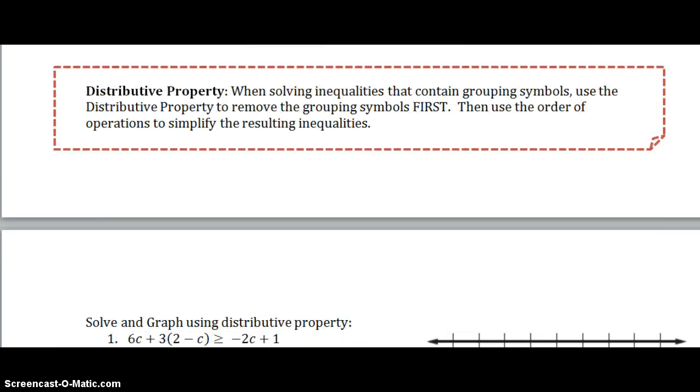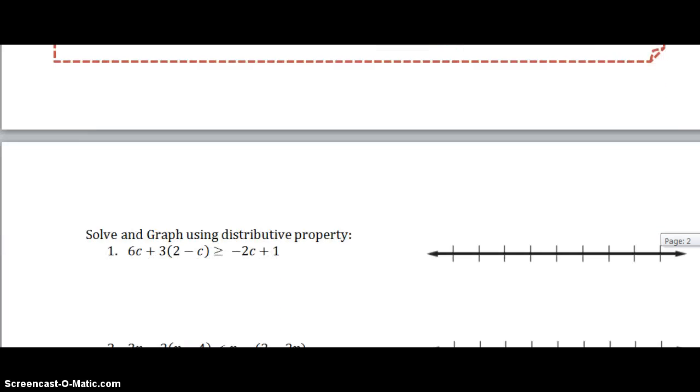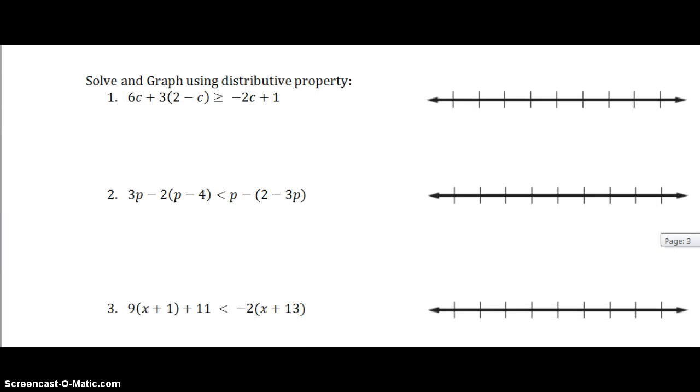And next we're going to have to work on our good friend, the distributive property. When solving inequalities that contain grouping symbols, such as parentheses, the distributive property is used to remove those symbols first. Then we go back to using reverse order of operations. So let's look at an example. The first thing we do is get rid of our parentheses, so I need to distribute 3.